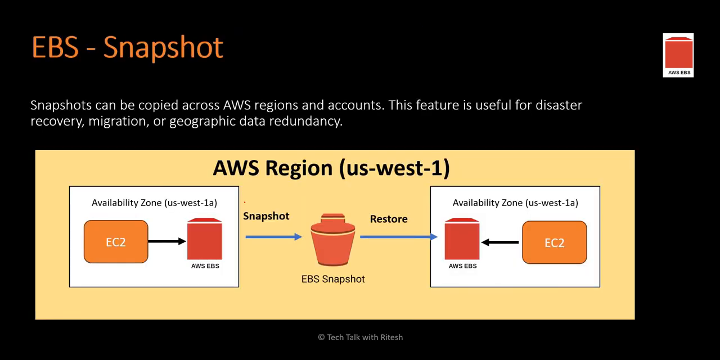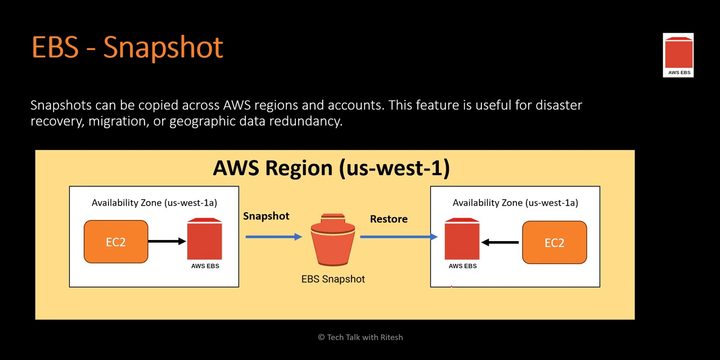So I was talking that a snapshot can be copied across AWS regions and accounts. We will see in the demo, but from a theory perspective, it's possible that we can copy the snapshot across AWS regions, or we can make it public, or we can provide it to a different account. That is possible. This feature is useful for disaster recovery. We have already discussed migration purposes or geographic data redundancy.